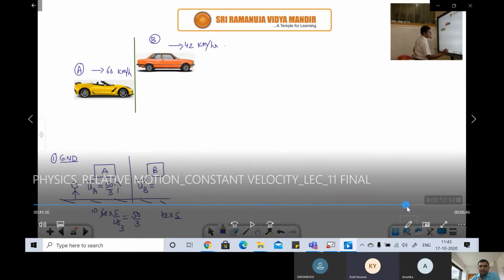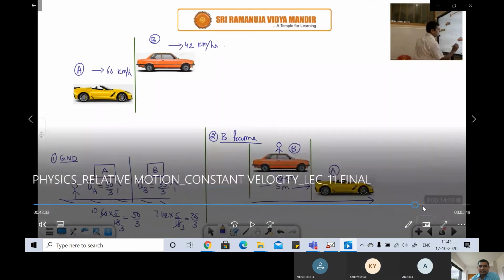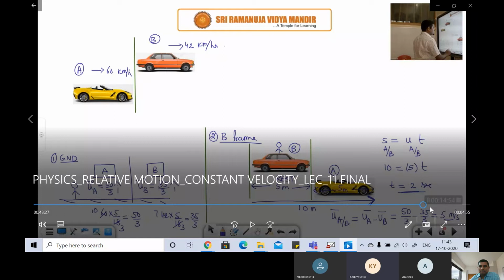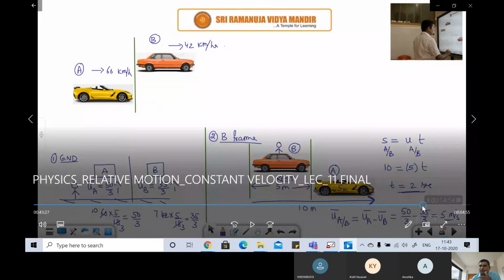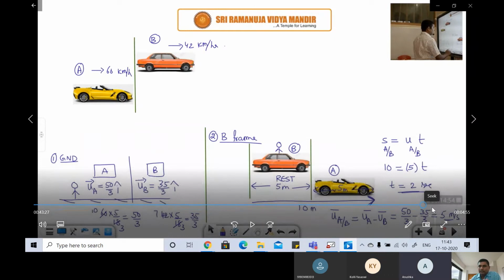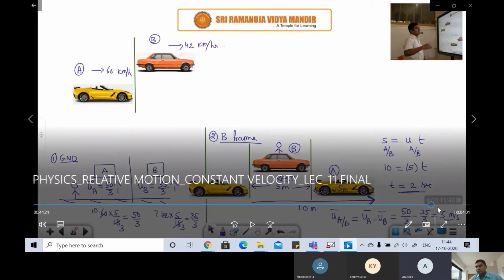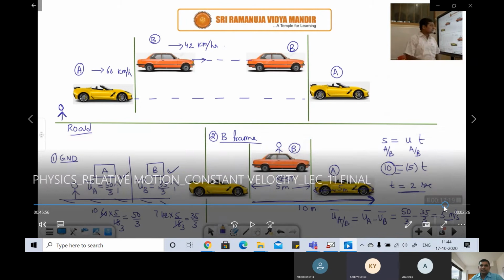5 plus 5, 10. So 10 is equal to the velocity of A with respect to B times time. I think now you are familiar with how to find these values. So time T is equal to 2 seconds.